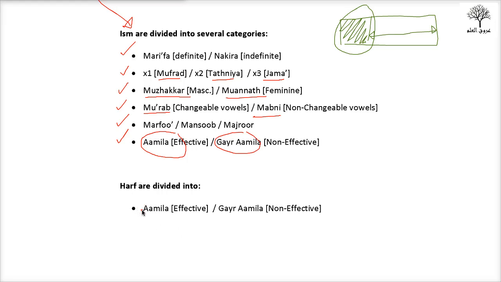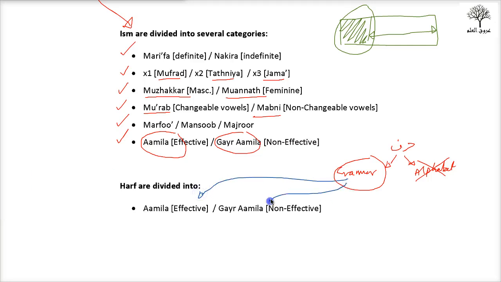Harf are of 2 types. They're not technically 2 types, let me explain something to you beforehand. In the Arabic language, when you say the word harf, one is the alphabetical harf, like alif, ba, ta, the alphabet. And one is the grammar harf. We're not going to be focusing on the alphabet. We're going to be focusing on grammar. The harf known as a harf in grammar, we're going to be studying that. This harf is divided into 2 categories: amila and ghair amila.